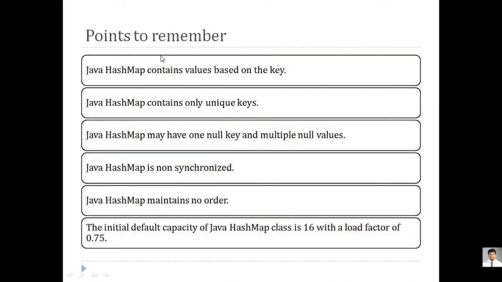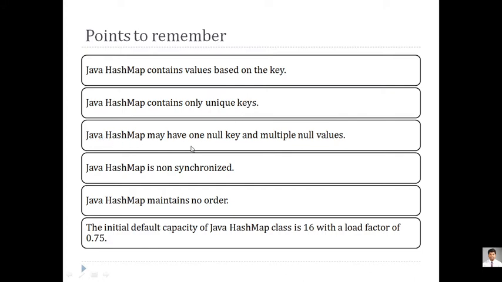What should be remembered whenever we are talking about this hash map is that a Java hash map contains values based on the keys. Whenever you are adding some values, it will be based on some keys. You have to assign some key, and on that basis only the values will be added. Second, it contains only unique keys. So repeated keys cannot be added. Duplicate keys cannot be added into this.